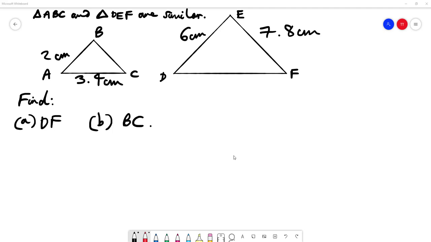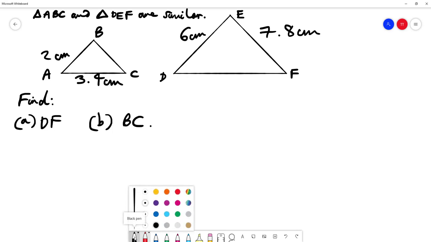In this video, we're going to look at similar triangles. Similar triangles basically means one triangle is larger than the other triangle by a scale factor, and that the angles inside the triangle remain the same. So here we've got a question: triangle ABC and triangle DEF are similar. We need to find out what the scale factor is for this question.